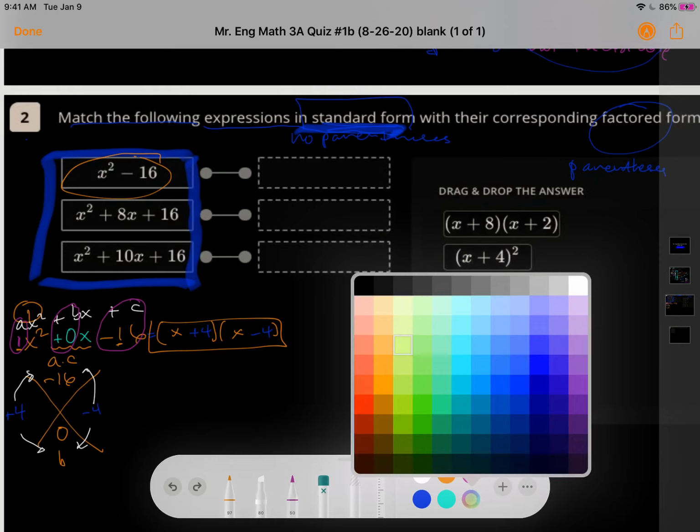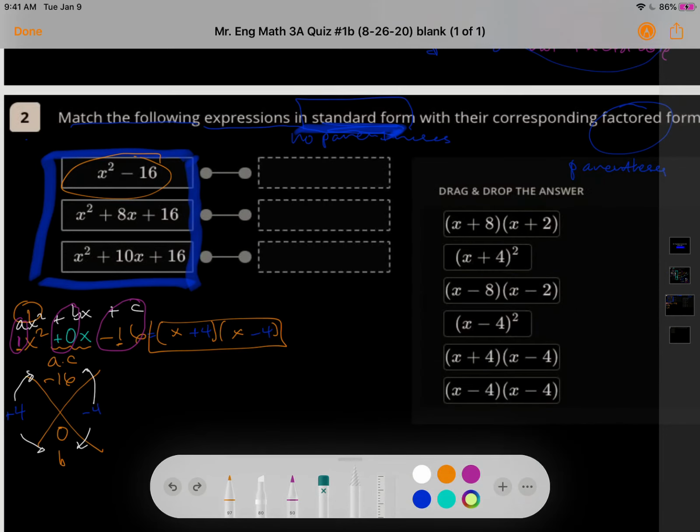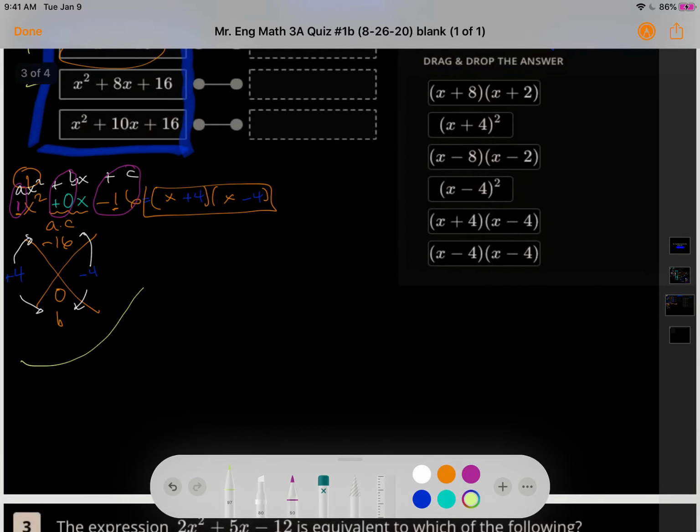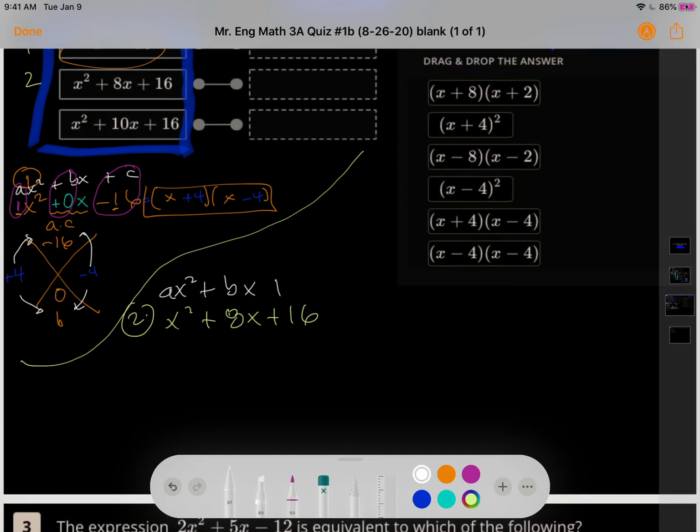Let's use, how about like a yellow or green? So that was question number 1. Let's try question number 2. Question number 2 says x squared plus 8x plus 16. Again, if it helps you, you can write the standard form above it, ax squared plus bx plus c. And then there you can say that a is 1, b is 8, and c is 16.